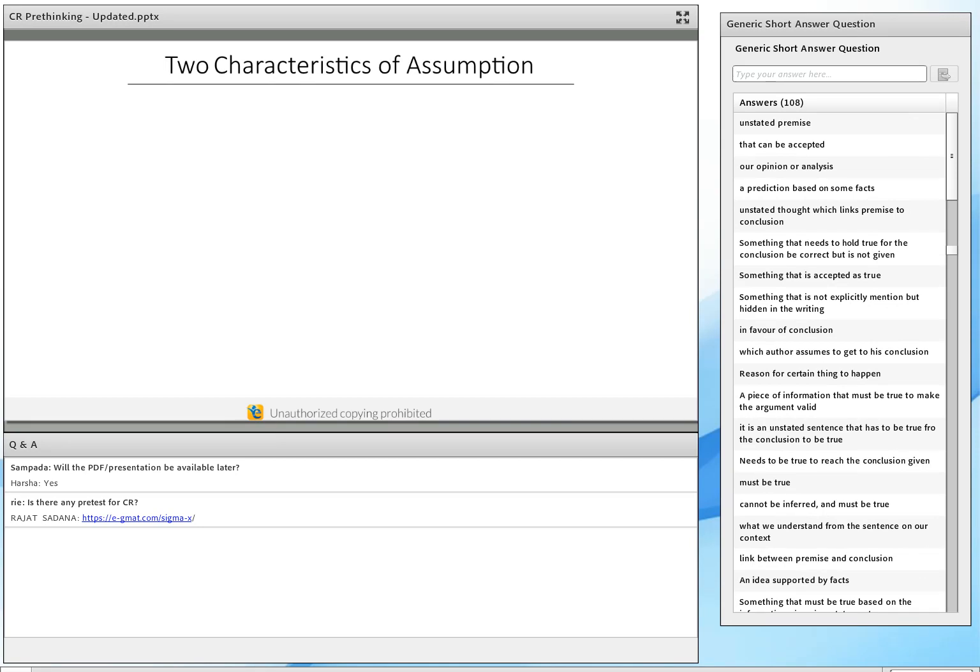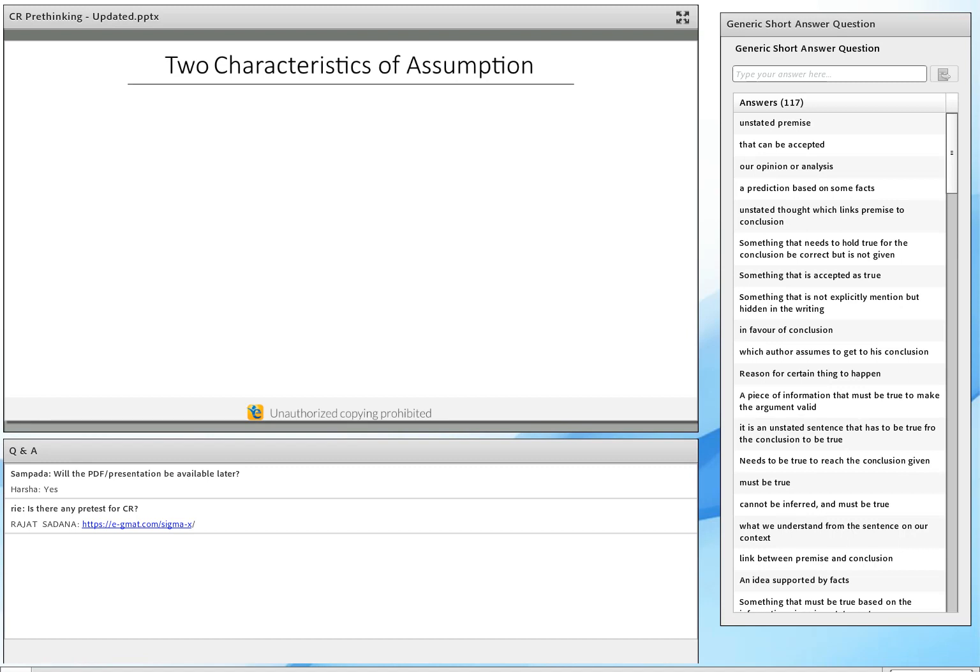To be true, the link between premise and conclusion, an unstated premise. Someone saying an assumption is something that's assumed. Yes, it is, but that's not the definition of an assumption. It's like saying what characteristics should an MBA have, and saying someone who has an MBA degree. Again, not a great response to that. A prediction based on some facts. All right. It's not exactly an assumption. An assumption can be a fact too. It need not be a prediction. A new idea not stated in the passage.